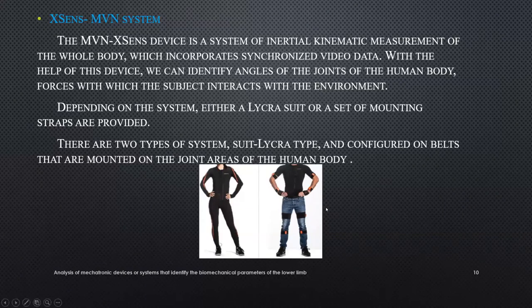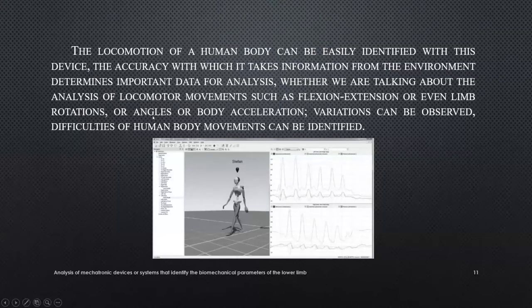All these sensors mounted on the suit of Lycra or on the belts identify the movement of the human body. The locomotion is recorded, showing the data for every sensor present on the human body parts. And it is possible to identify the real time variation of these forces and moments.